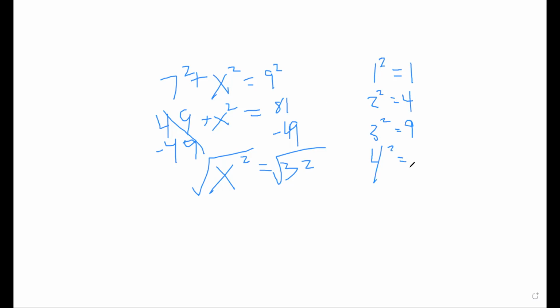4 squared equals 16. 5 squared is 25. 6 squared is 36. And the reason that they're called perfect squares is because if I apply the square root, they're always going to come out even. The square root of 9 is 3. The square root of 16 is 4. The square root of 25 is 5. If you've ever looked at a multiplication table, the numbers that go across the diagonal of the multiplication table are those perfect squares.